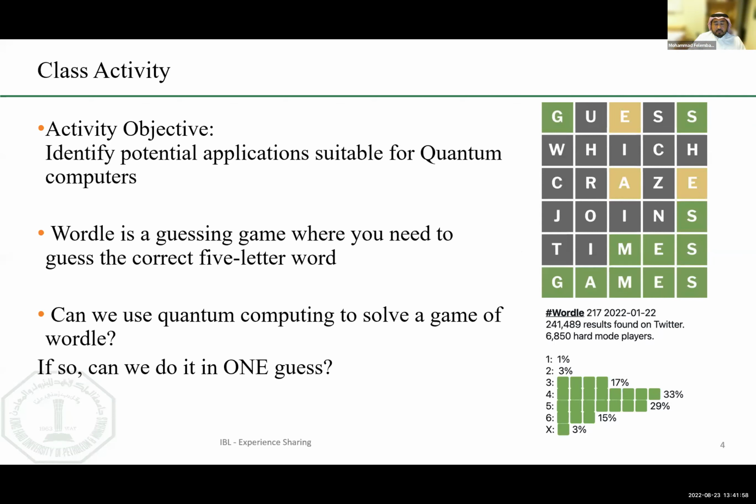I divided the class into 3 groups, and I asked each group to come up with a formal mathematical formulation of the Wordle game, and then think of a quantum algorithm that we covered in the class to solve this problem in whatever number of trials. But then I constrained it to exactly 1 guess, and we found a way.